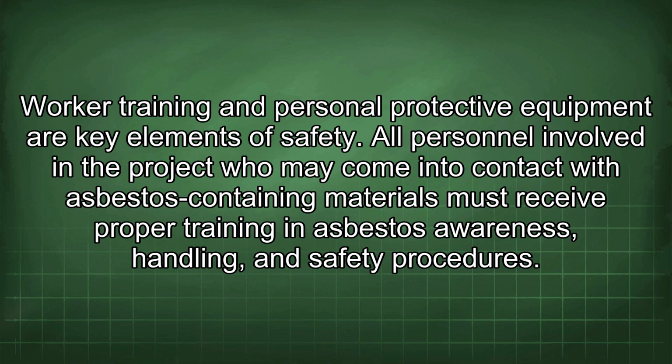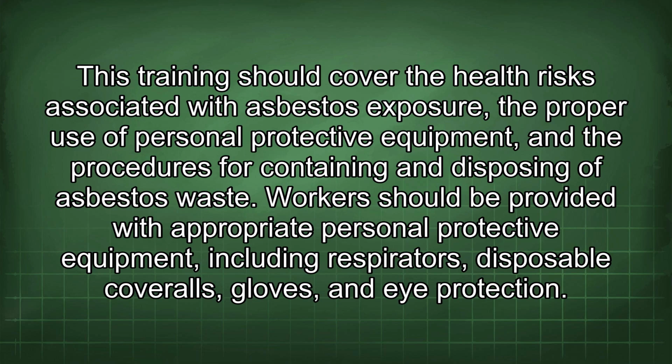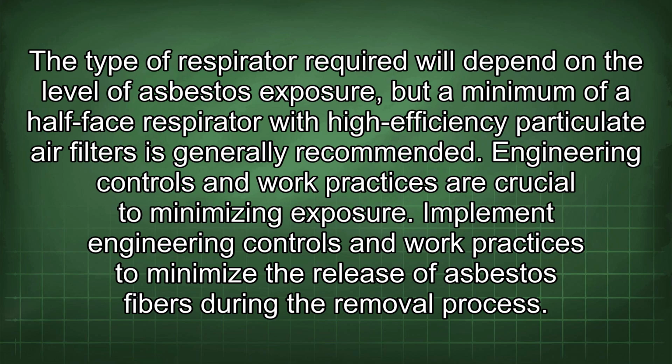Worker training and personal protective equipment are key elements of safety. All personnel involved in the project who may come into contact with asbestos-containing materials must receive proper training in asbestos awareness, handling, and safety procedures. This training should cover the health risks associated with asbestos exposure, the proper use of personal protective equipment, and the procedures for containing and disposing of asbestos waste. Workers should be provided with appropriate personal protective equipment, including respirators, disposable coveralls, gloves, and eye protection. The type of respirator required will depend on the level of asbestos exposure, but a minimum of a half-face respirator with high-efficiency particulate air filters is generally recommended.